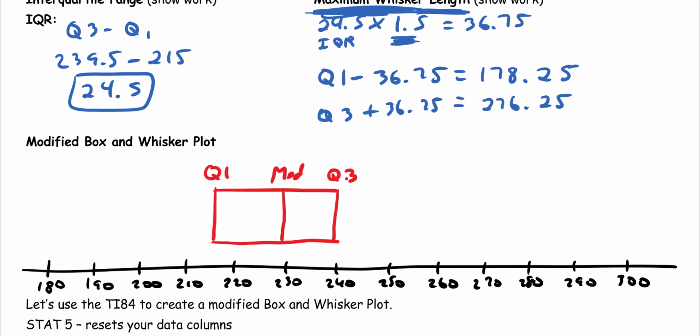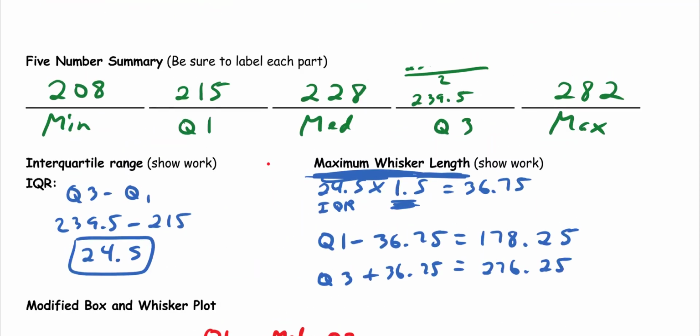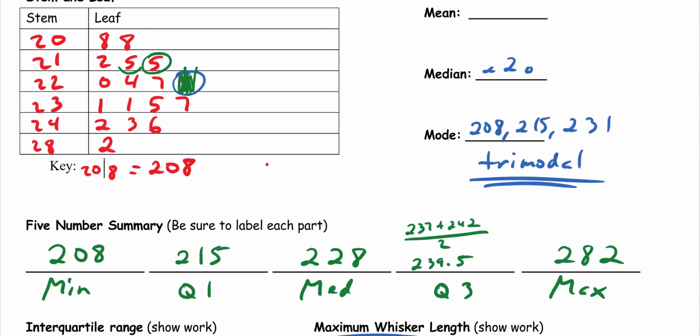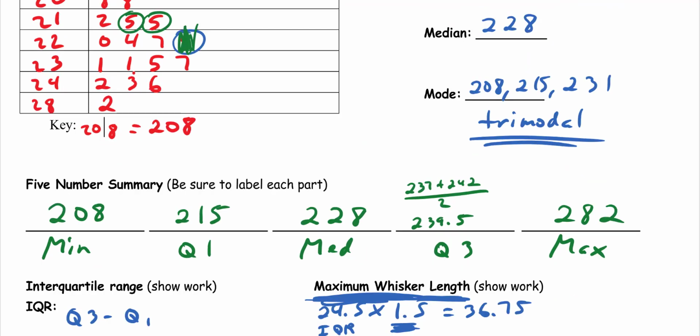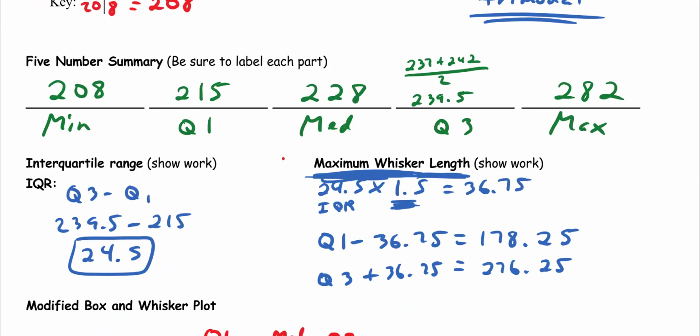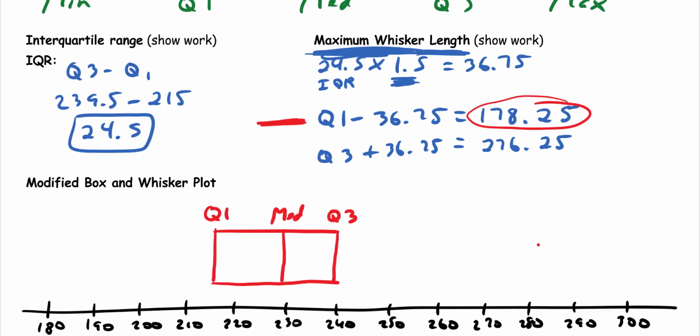So I want to go look back at the data here, math fans. Do you guys agree that our minimum point is 208? Now, you look at this right here, is 208 within the whisker length? It sure is. The lowest value is 178, so of course 208 fits in there. So what you're going to do is go down to 208 and start the whisker there.